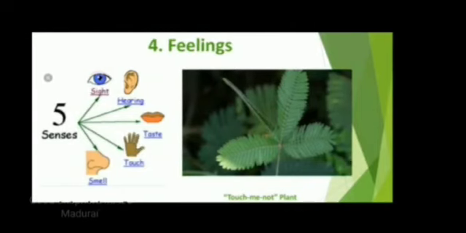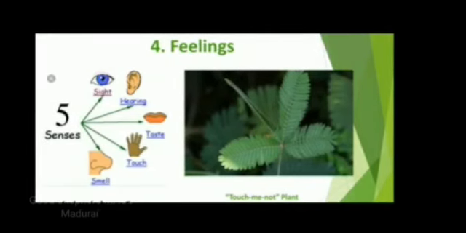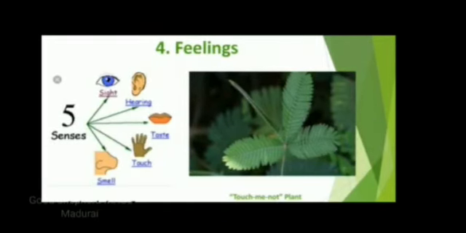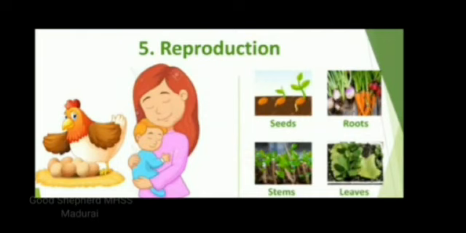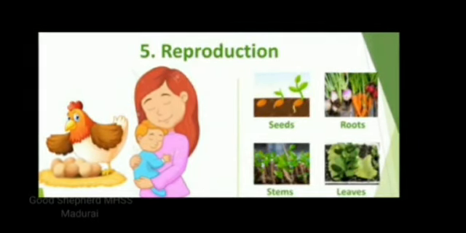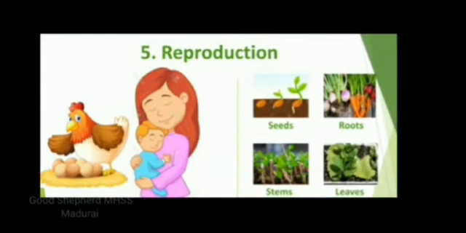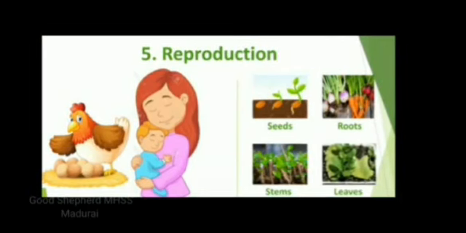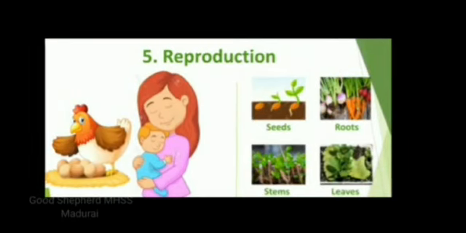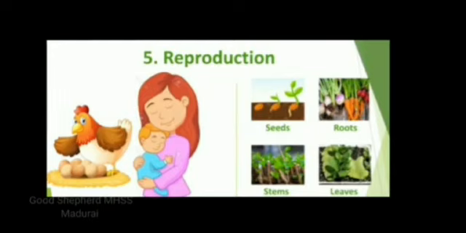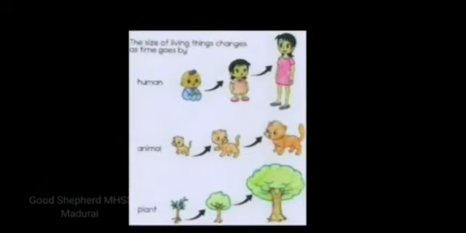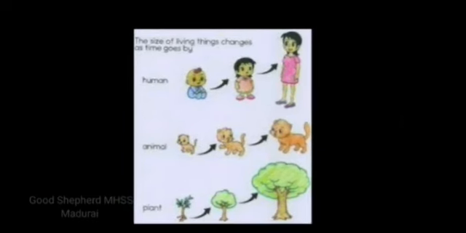Animals and humans have feelings, the way some plants have feelings too. For example, the touch-me-not plant. Animals and humans have reproduction. That is, humans give birth to young ones and some animals give birth to young ones, or some animals lay eggs. Plants also have reproduction through seeds and some other parts of the plant. This picture shows the growth of living things.